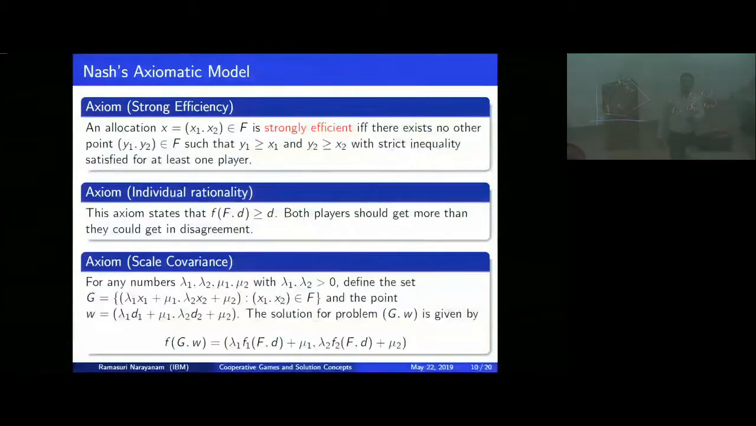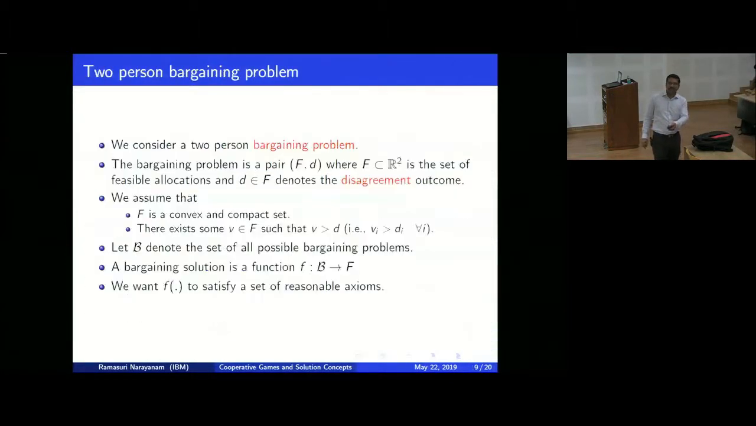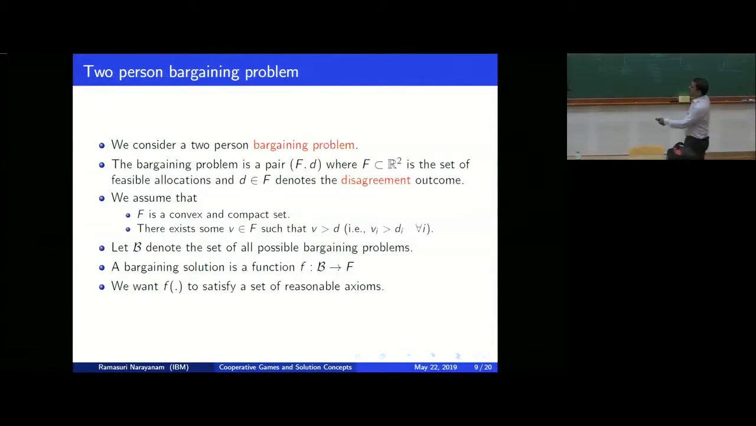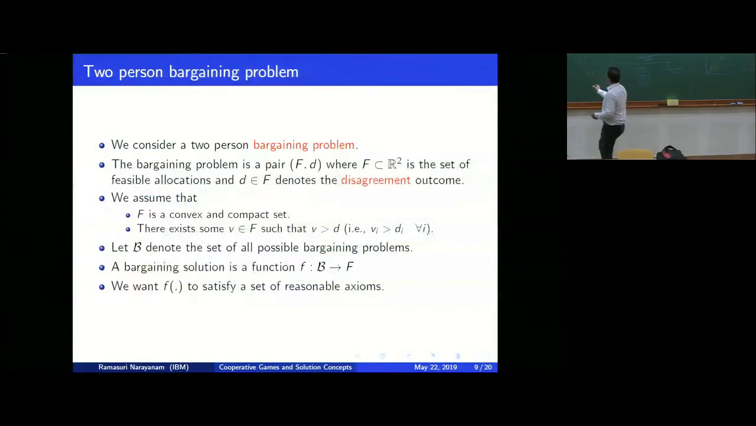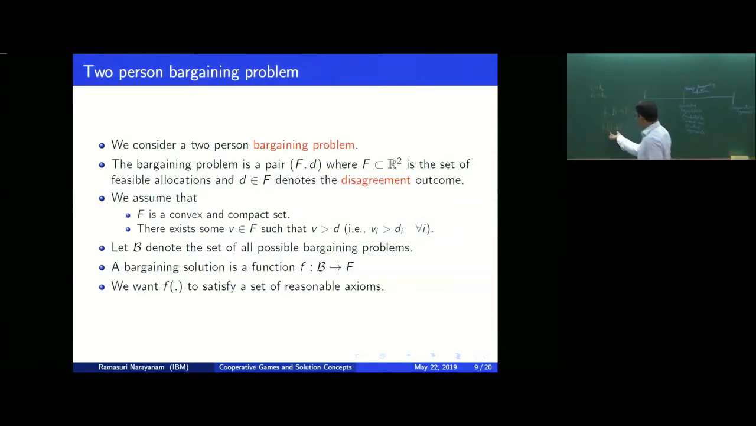And the second axiom is individual rationality. So that's what we told in the beginning. So the axiom states that the final solution, this your bargaining function f, right? So any bargaining problem instance is a two-tuple. This function maps any bargaining problem instance to some element in F.